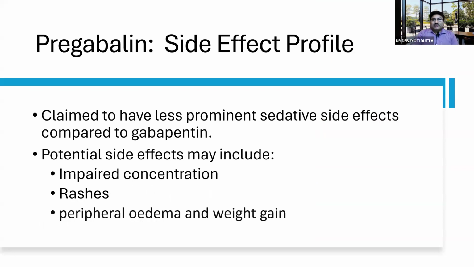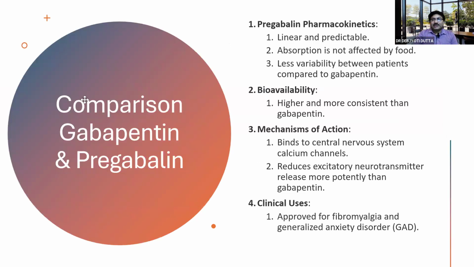Now coming to the side effect profile, it is claimed to have a less prominent sedative side effect compared to gabapentin, but my personal clinical experience is not telling so. It causes almost similar or sometimes more sedation than gabapentin, though in all the books it is written that it causes less sedation. Potential side effects may include impaired concentration, rashes, peripheral edema, and weight gain. Peripheral edema and weight gain are sometimes observed more with pregabalin.